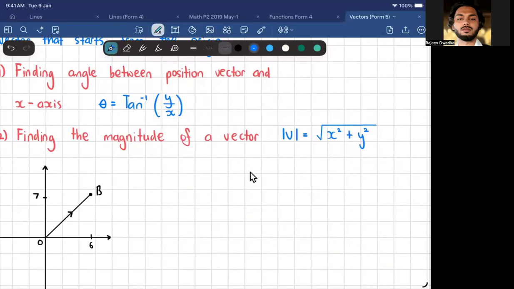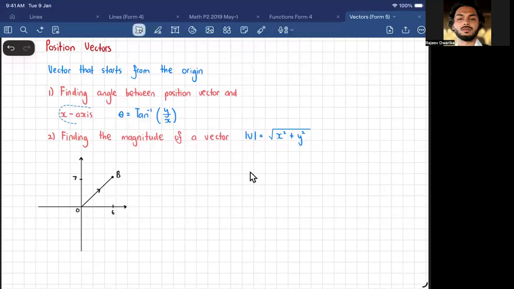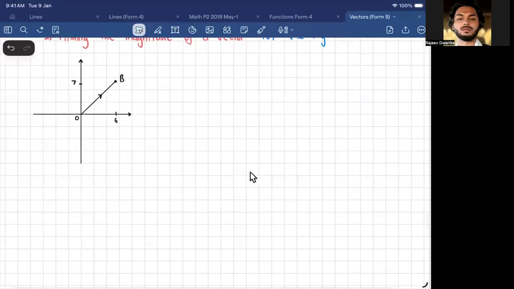All right, let me know if you're okay with everything so far. So that's what we're going to look at today. Finding an angle between a position vector and the x-axis, and the formula for that is tan inverse y over x. And you need to find the magnitude of a vector, which is given by the square root of x squared plus y squared. Let me do an actual example, and you'll see where we get those formulas from.